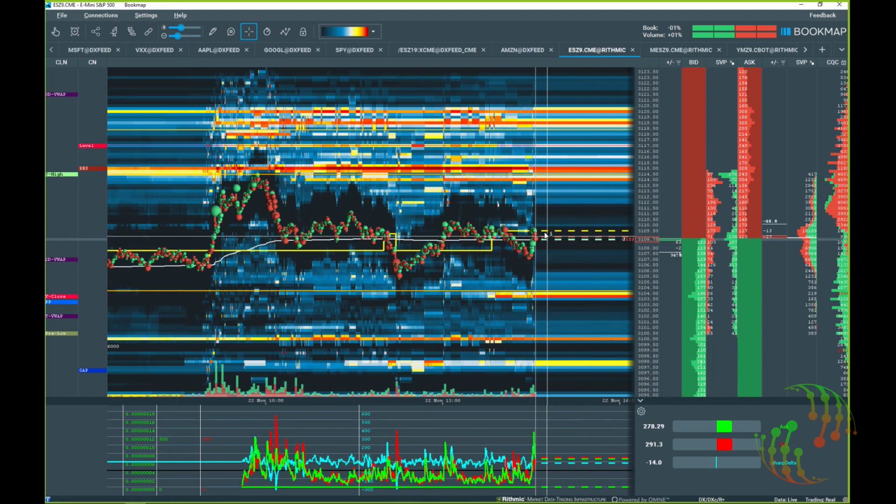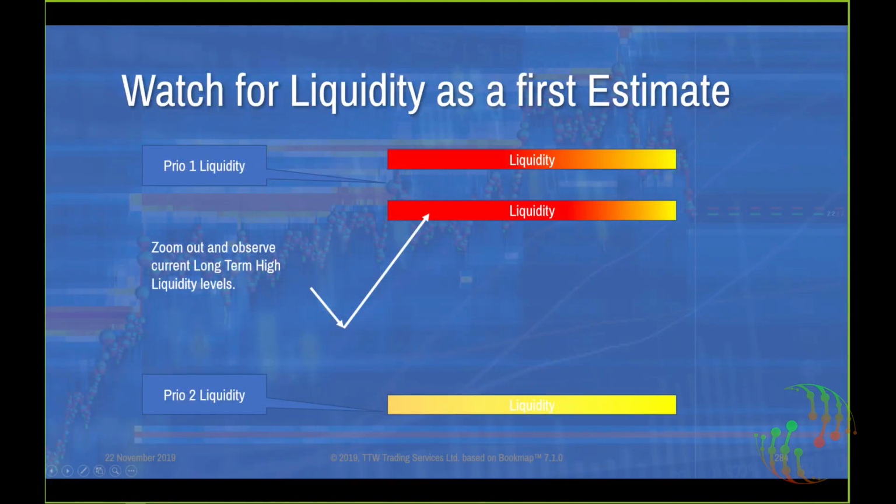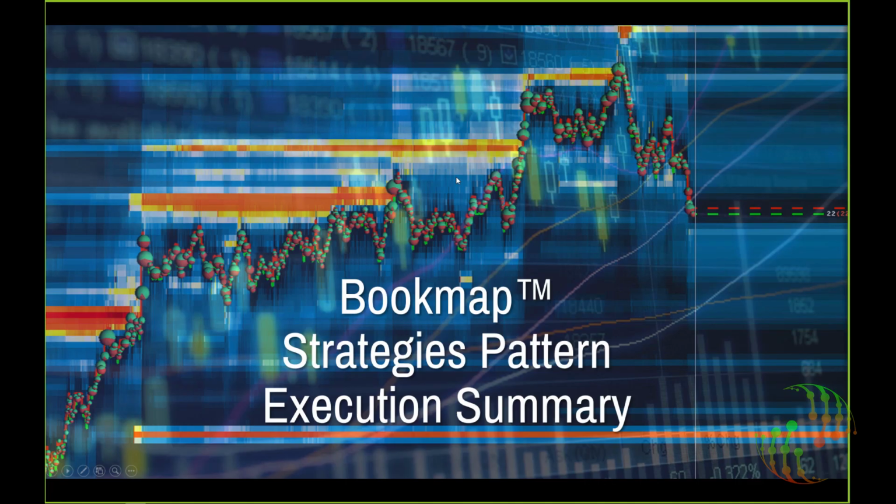That's normal for us humans. Unfortunately, we are prepared and we can work with that. That's what counts, and when the market starts, we have to be concentrated on our strategies. And that's the next point, where I want to talk to you about the strategy pattern execution summary.